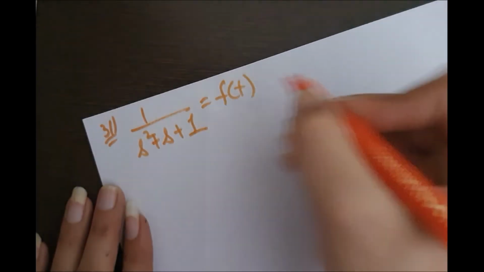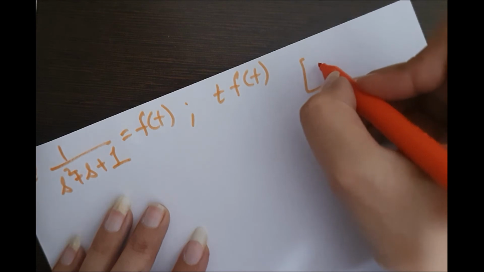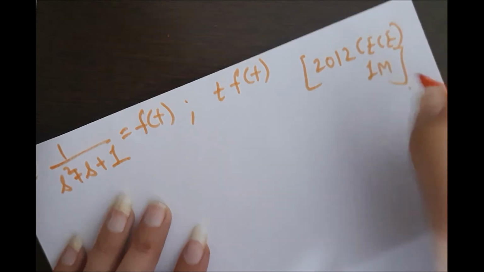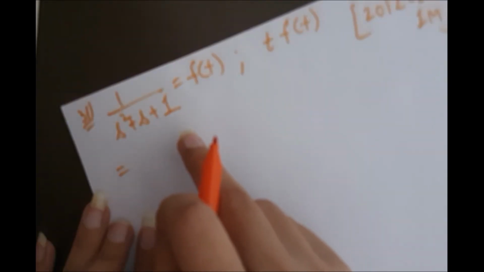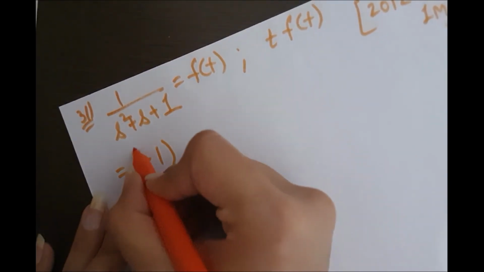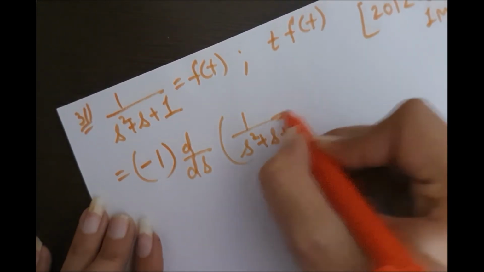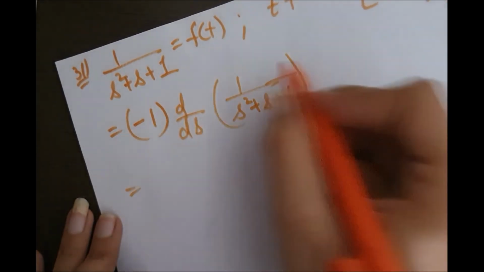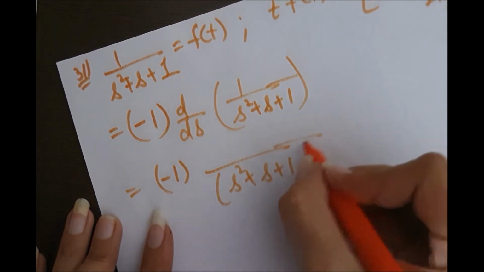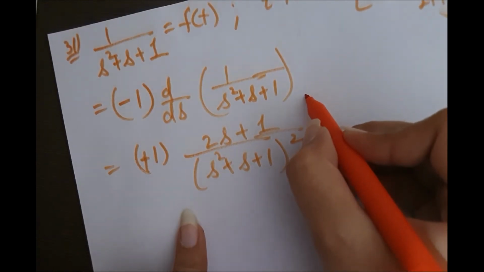This is f(t) and we have to find t f(t). This is a 2012 ECE 1 mark question. This question is based on the multiplication property of Laplace transform. Here f(t) is given and we have to find t f(t). We have to do minus 1 d by ds of this function. Just differentiate it and you will get your answer. So this comes out to be the result.